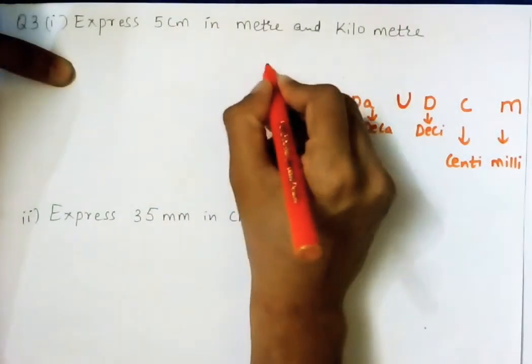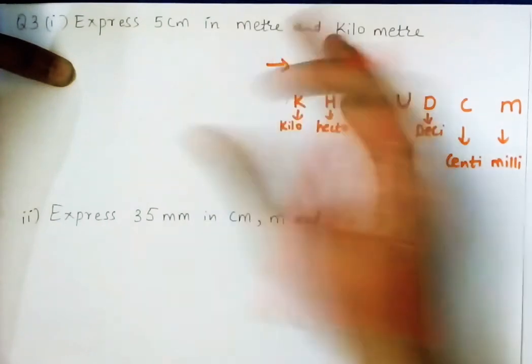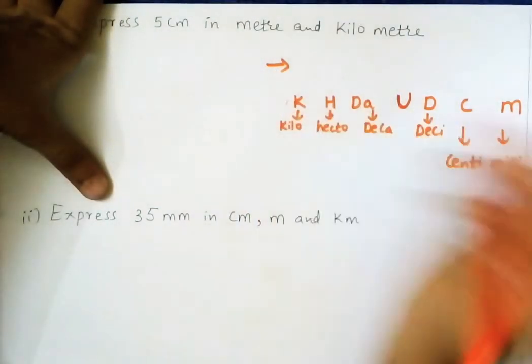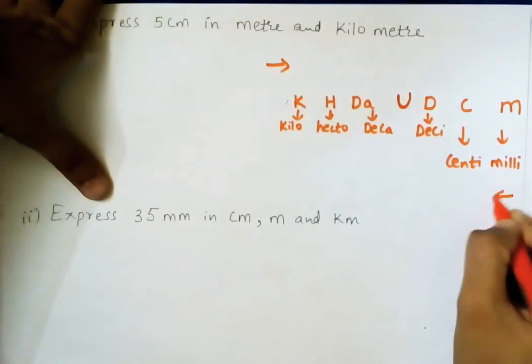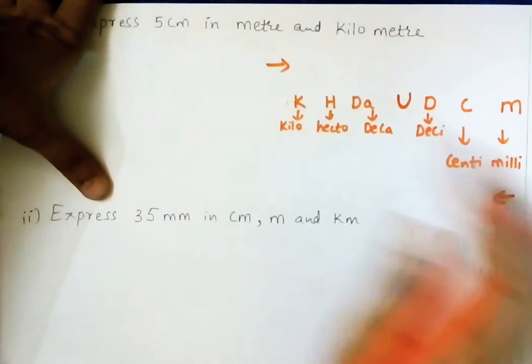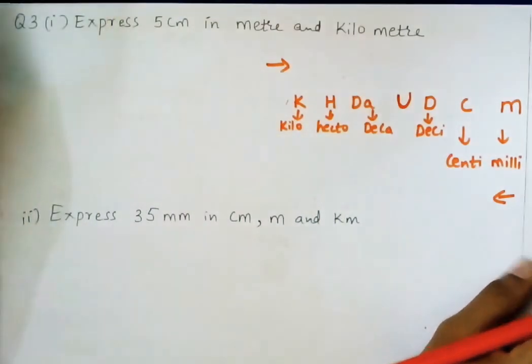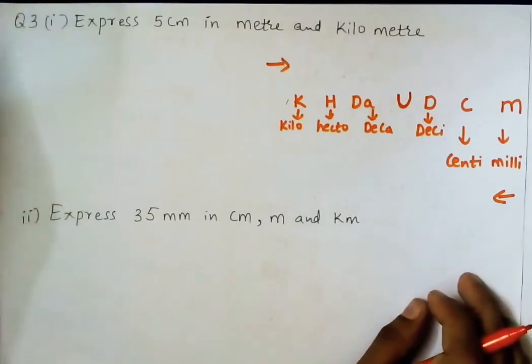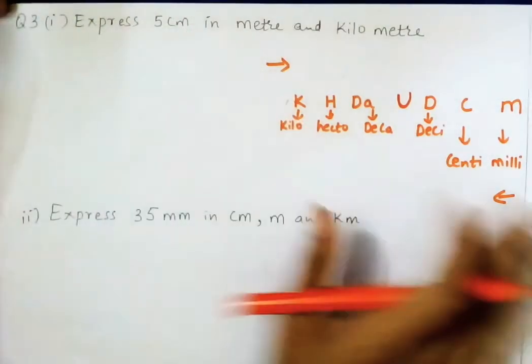If you are moving from this side to that side, then you will multiply. Or if you are starting from this side and you are coming to this side, then you need to divide. And from here if you are moving, then you need to multiply. So these things you need to remember. Now let us see how to do it.